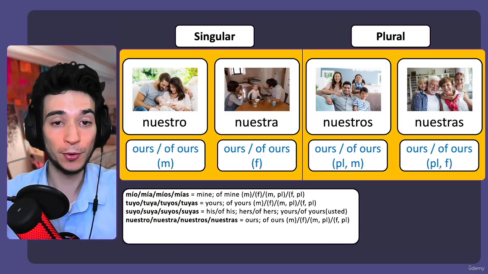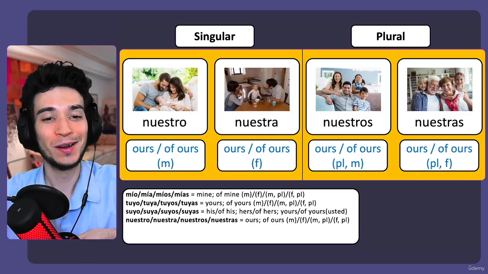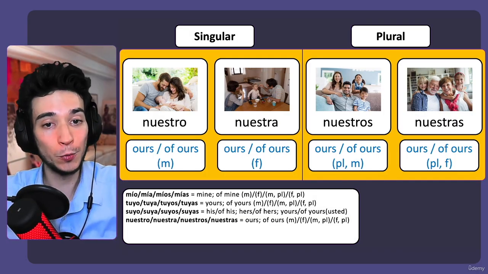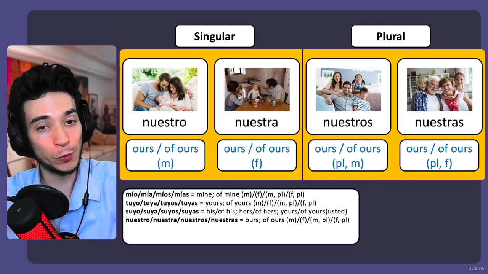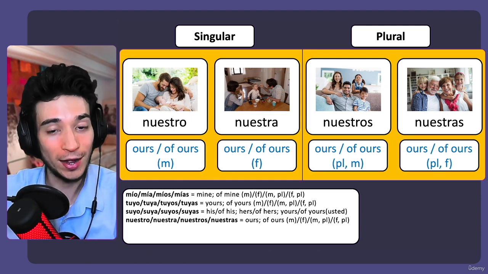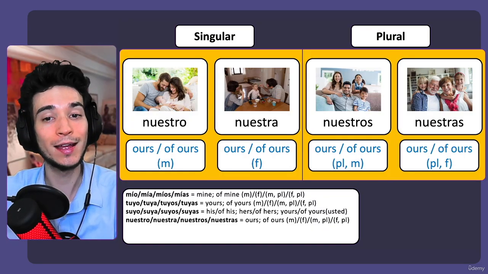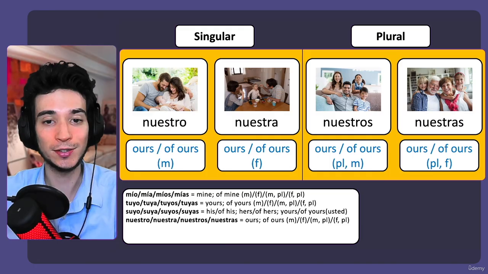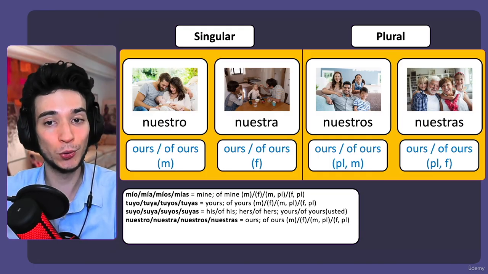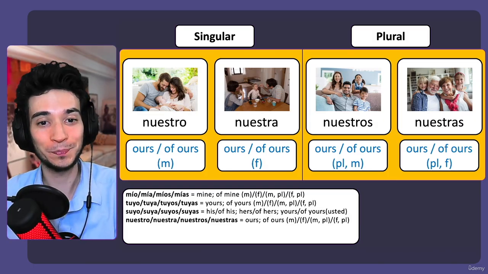Now we go for the fourth conjugation, which is nosotros. Okay, here we have nosotros, nuestro. Nuestro, which means ours, or of ours. And nuestra, ours, of ours for female. Nuestro masculine, nuestra female. Nuestros is plural masculine or mixed. Nuestras, plural female only. Okay, let's try the examples.